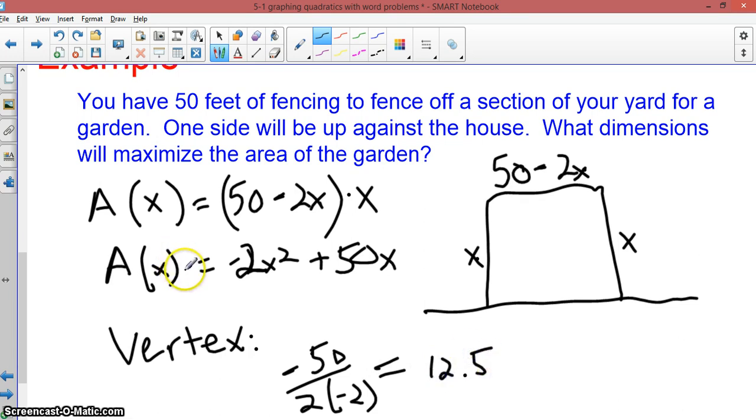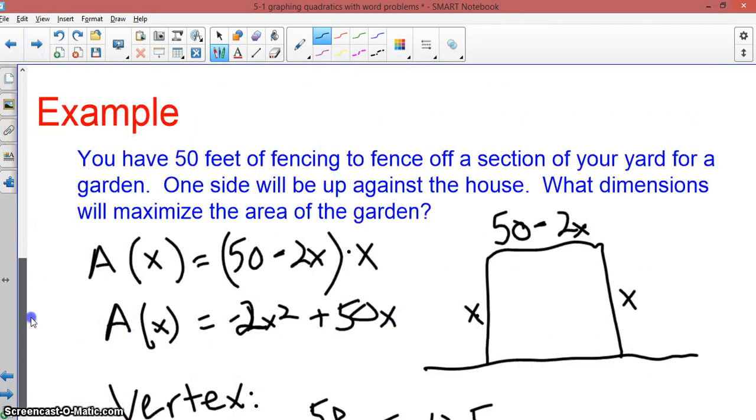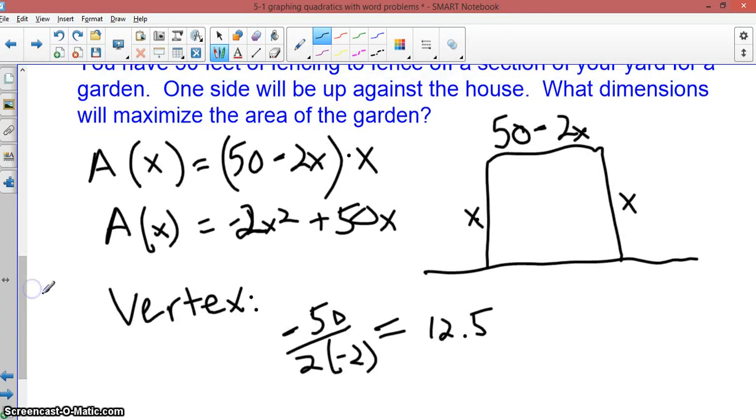Okay? So that is the x-coordinate of the vertex if you graph this parabola. A of x is a quadratic function, which makes a parabola. By the way, it's opening down because a is negative 2, so check it out. It's opening down, so the vertex is a maximum. So when x is 12.5, that will give you the maximum area, because you know that this is a parabola opening down.